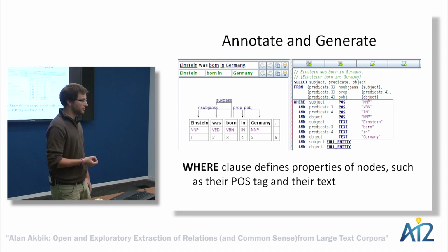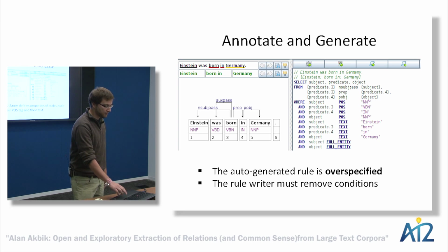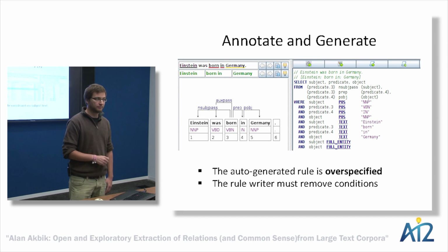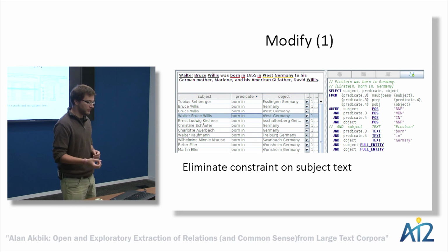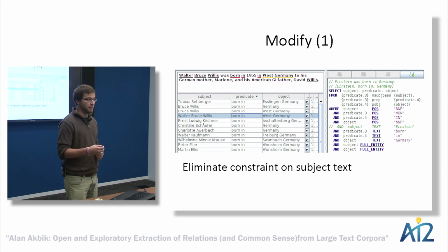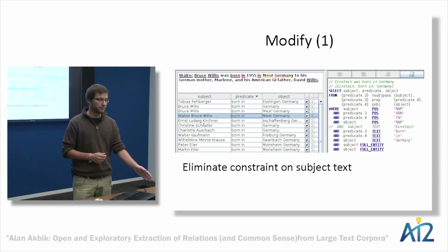But what you can do as a user now is remove conditions. You might remove the condition, the subject text does not have to be Einstein. So you want the exact same syntactic structure, the shallow syntactic structure, the deep syntactic structure. You want the same lexical values for the predicate, and the object still has to be Germany, but the subject can be any text, right? And by removing this condition, now this rule actually matches a bunch of sentences in the corpus. You can look through all these sentences. You see the subject, predicate, object relation triples, and you can see how this rule matches the text.